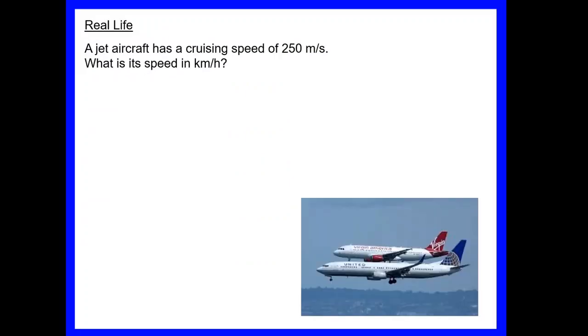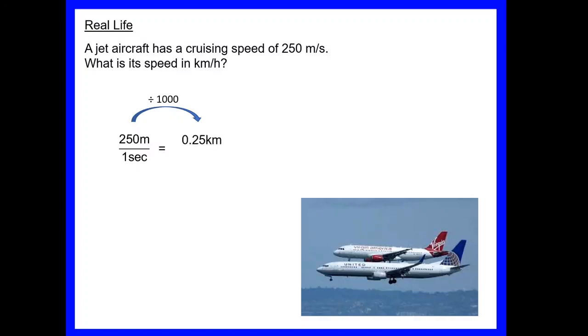Okay, finally today, let's have a look at when we might need to use this. A jet aircraft has a cruising speed of 250 metres per second. What is its speed in kilometres per hour? We're going to start off with 250 metres per 1 second. I'm going to start by changing the top line, changing metres to kilometres. To change metres to kilometres, we divide by 1,000.